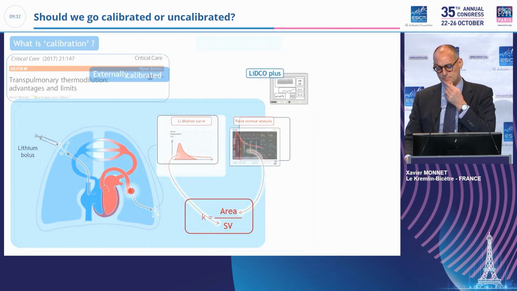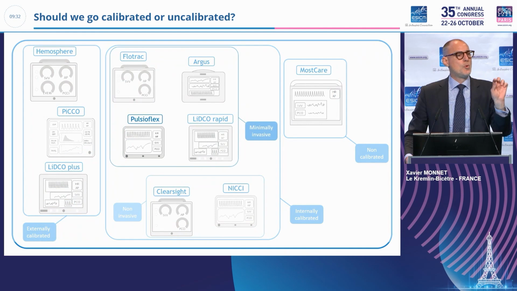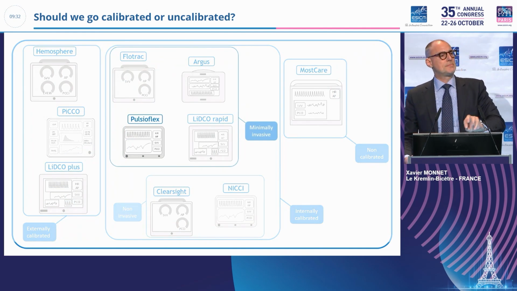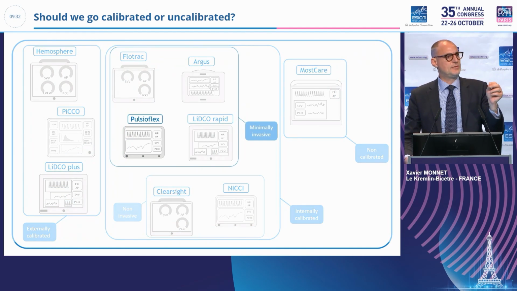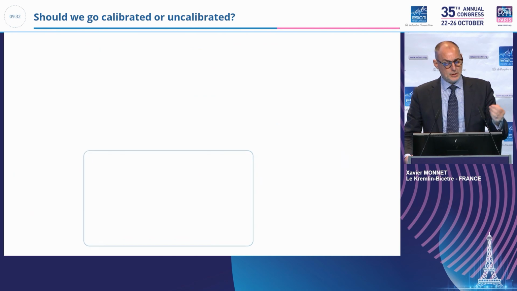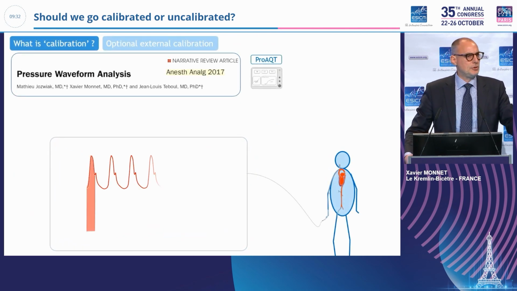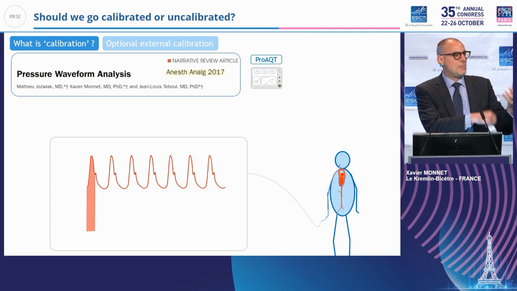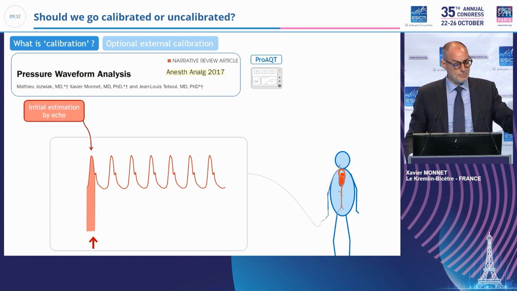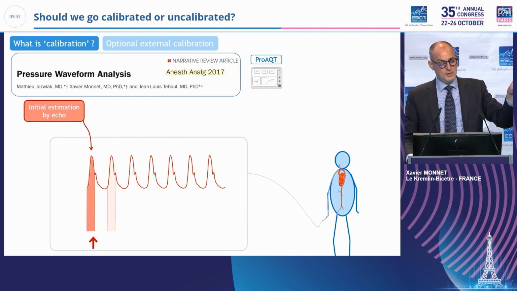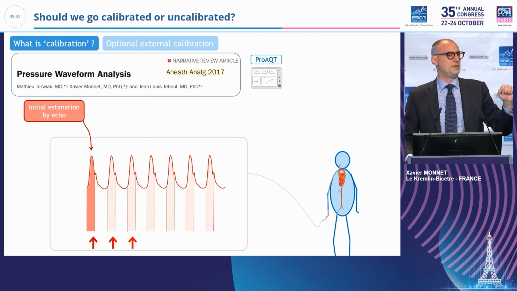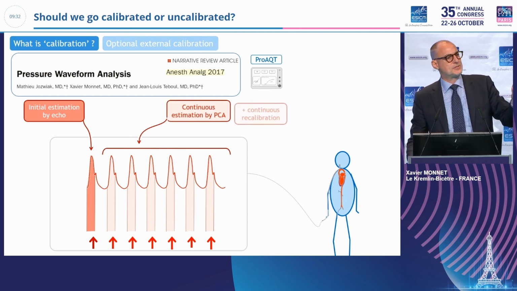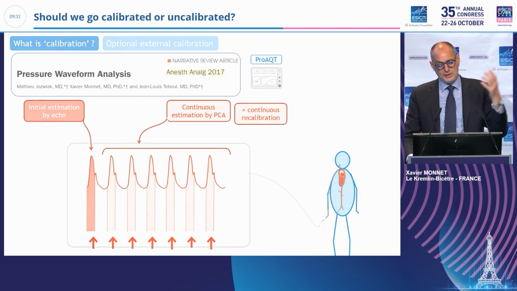Finally, one specificity of this minimally invasive device, the Pulsioflex, is that it allows you an optional external calibration. If you do an echo and you measure cardiac output, you can enter the initial value of cardiac output in the machine, and from this initial value, it then performs pulse contour analysis. So it's an optional external calibration, not very easy to use anyway.